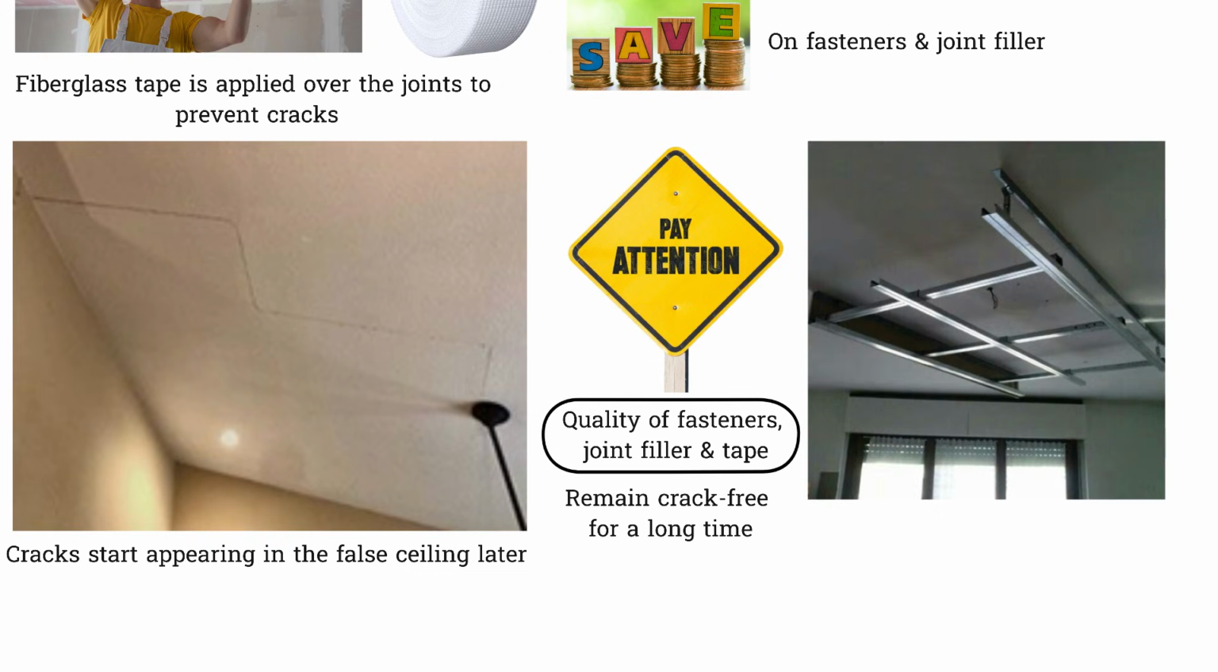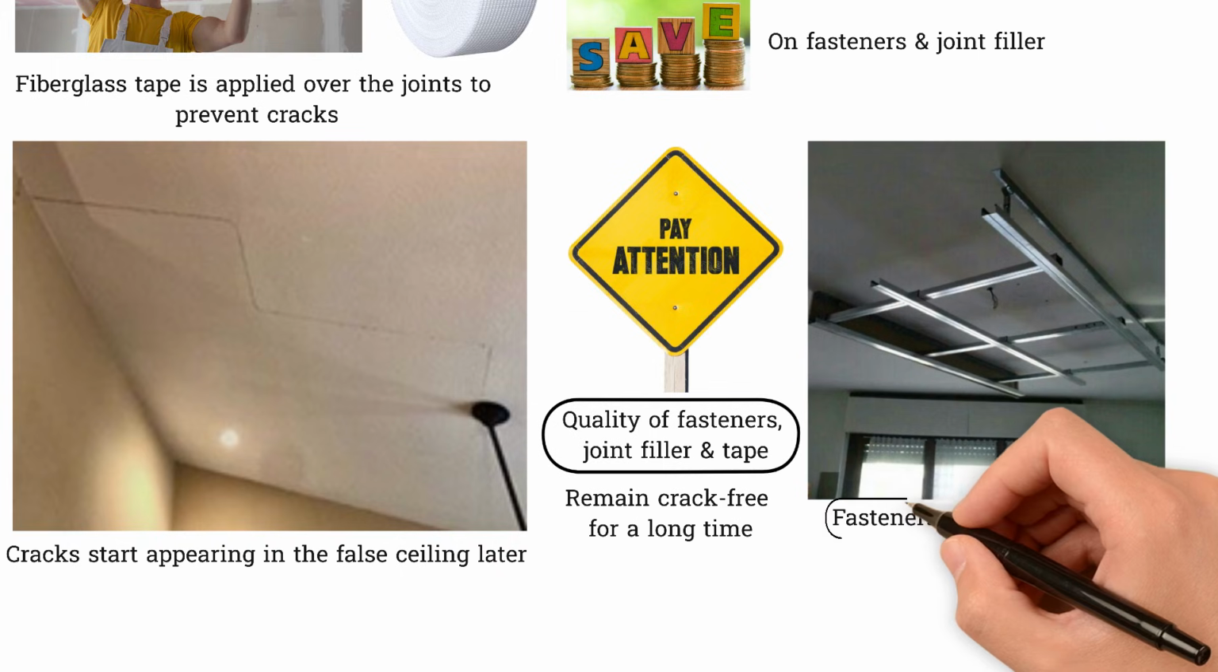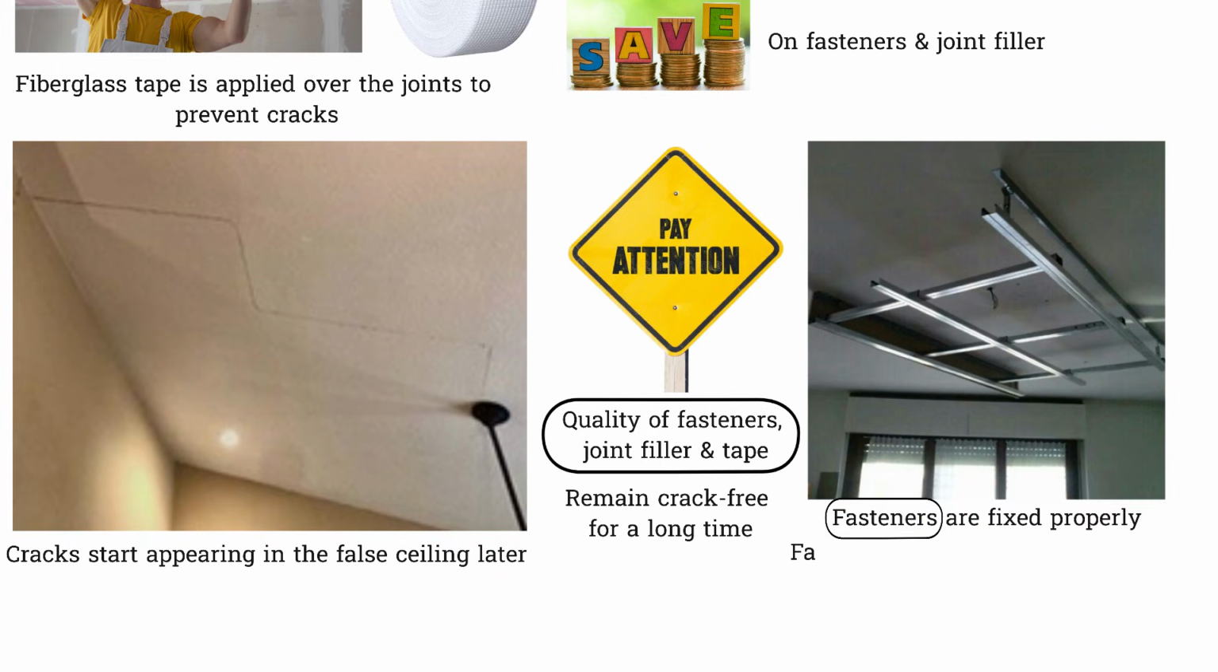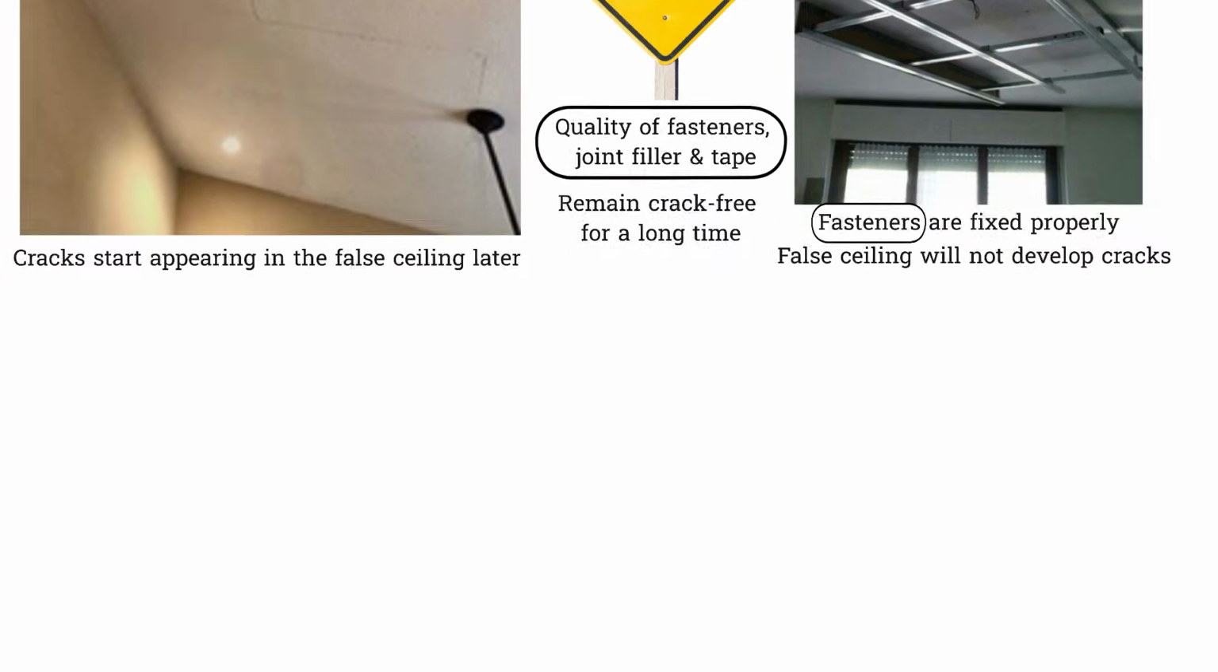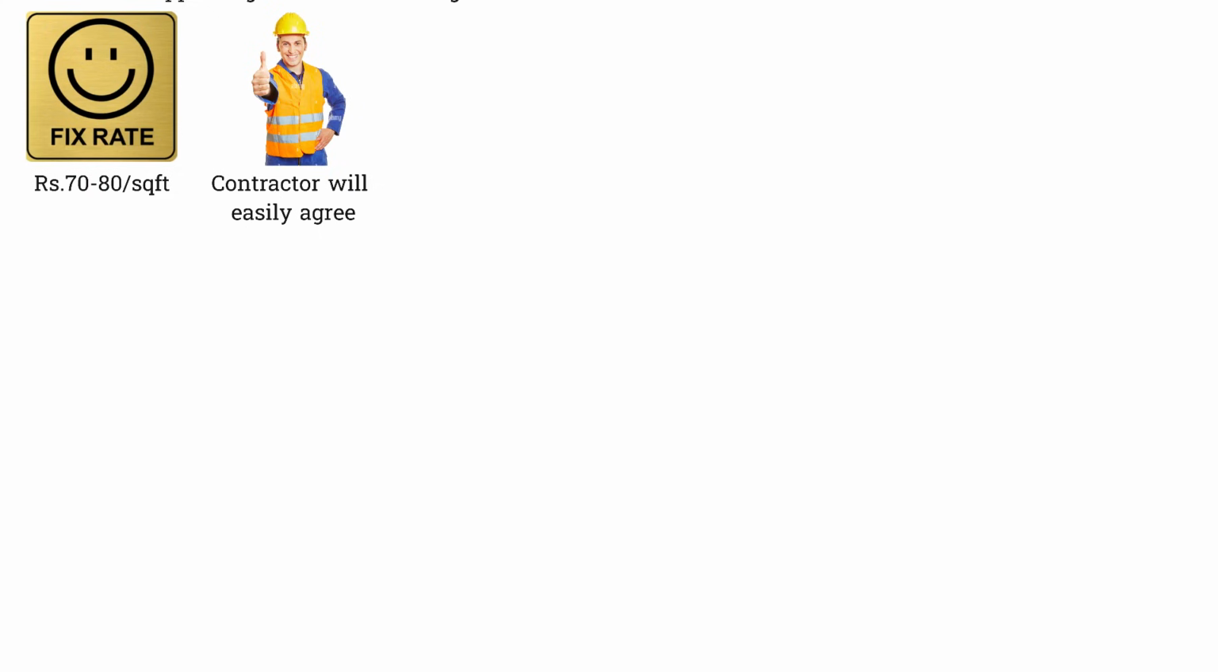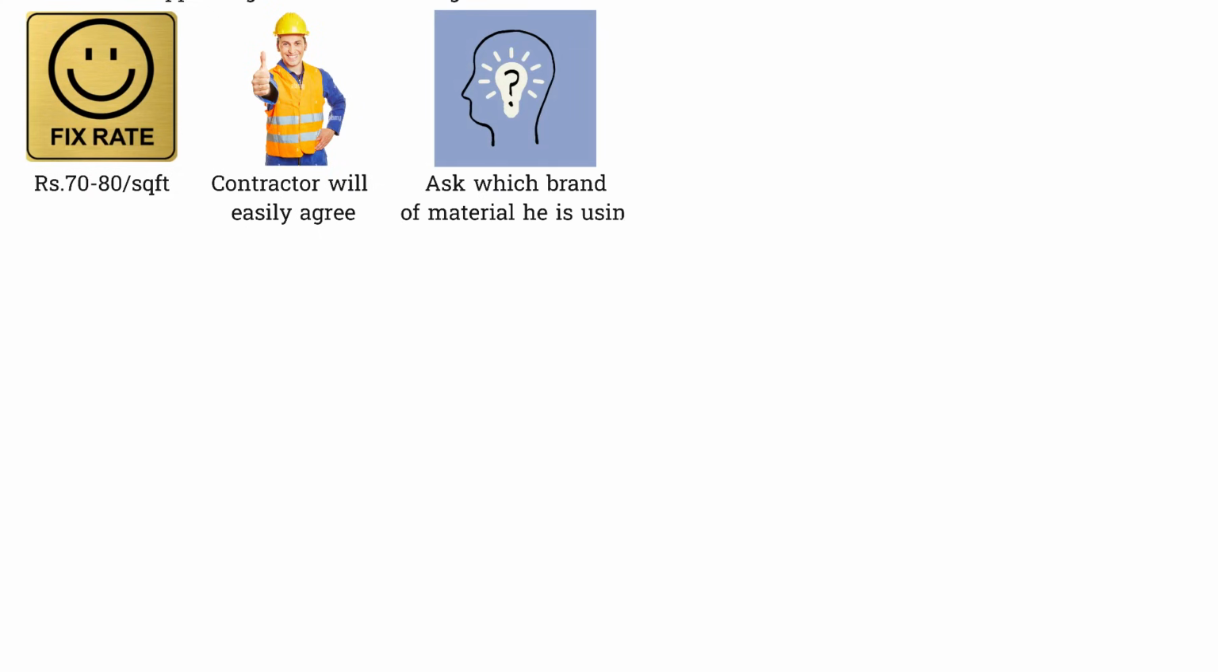Next, make sure all fasteners are fixed properly. If the fasteners and material quality are good, your false ceiling will not develop cracks. When you fix a rate of 70 to 80 rupees per square feet, the contractor will easily agree. But you must always ask which brand of material he is using.